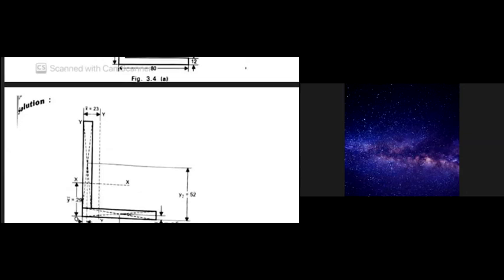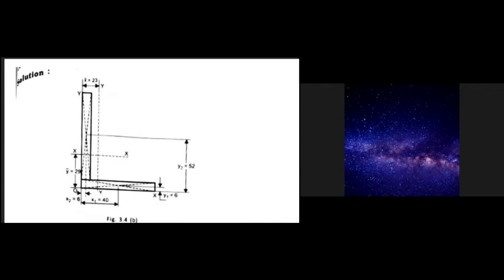This angle section is uniform, no? So its thickness is 12 mm, and this horizontal edge has a length of 80 mm, and the vertical height of this angle section is 92. Okay, and we have to find the centroid of this L section.